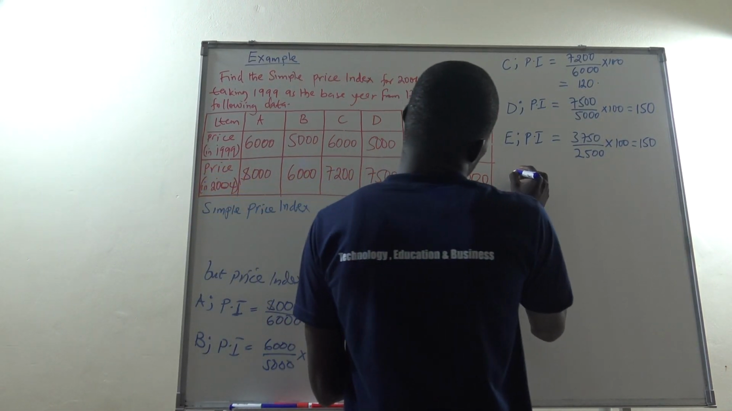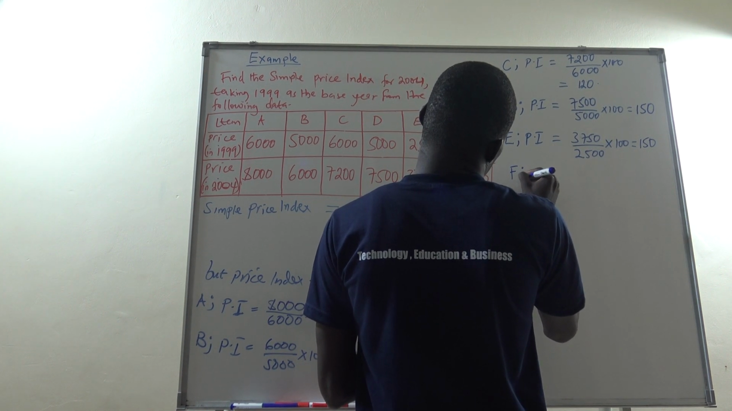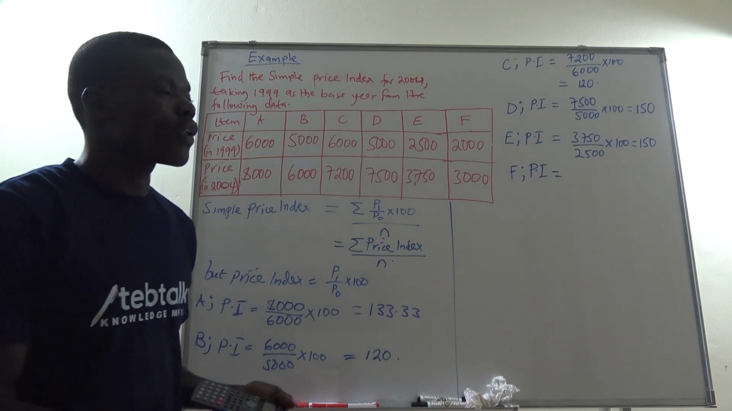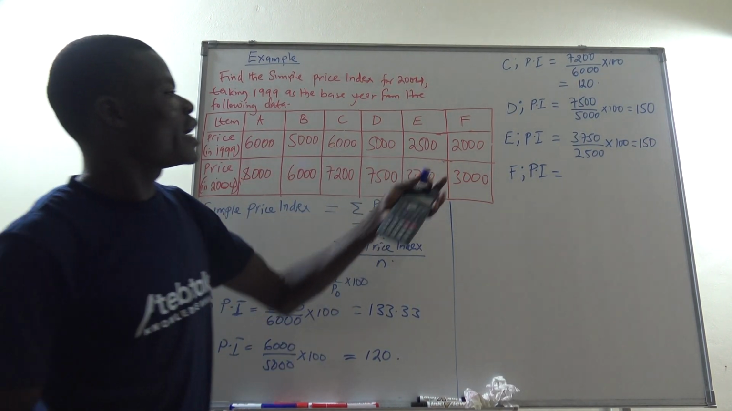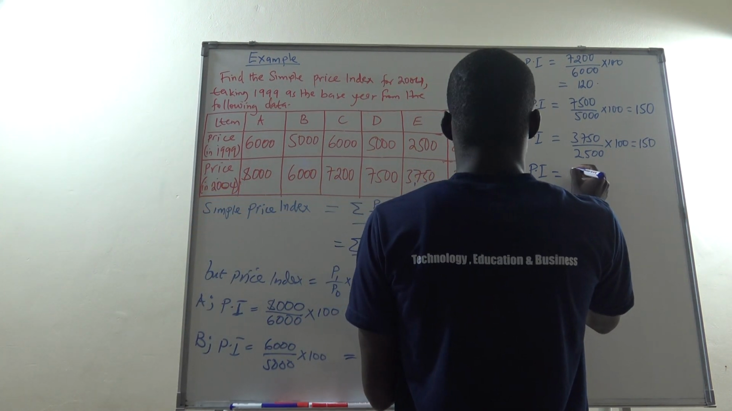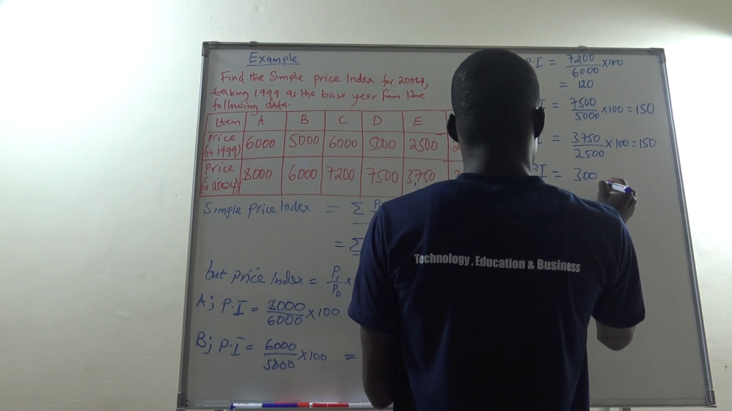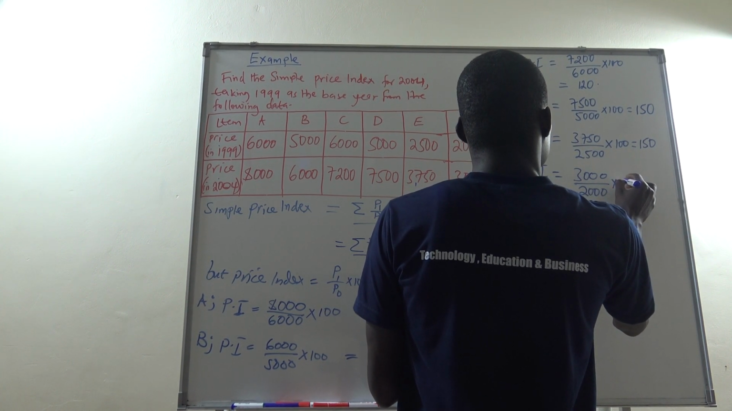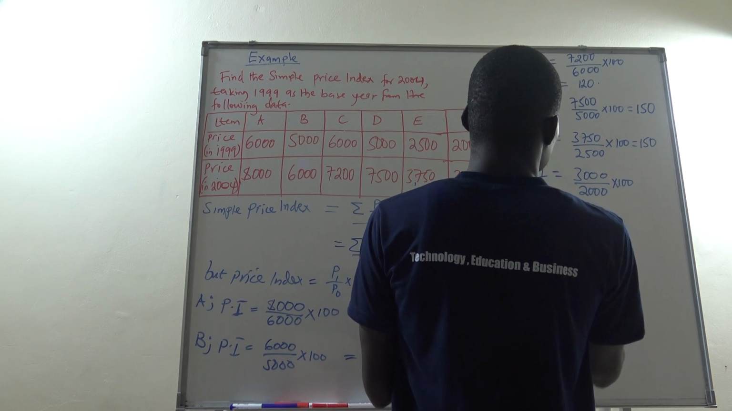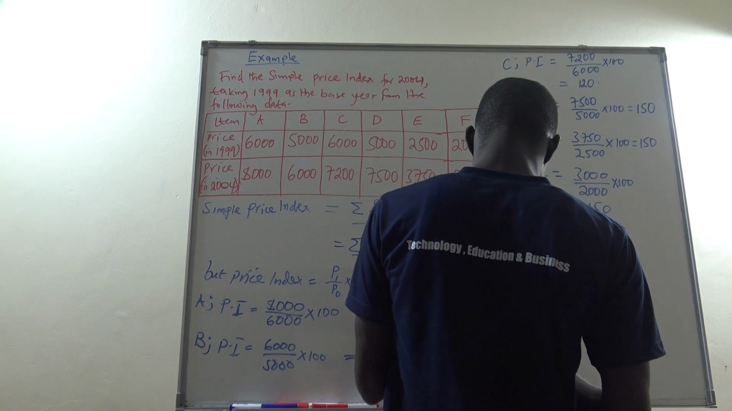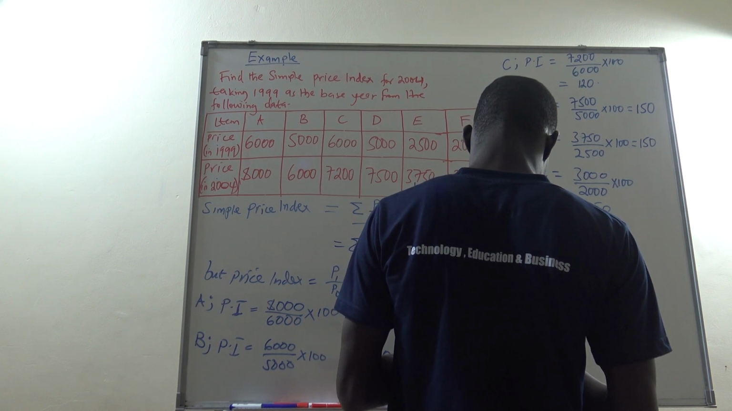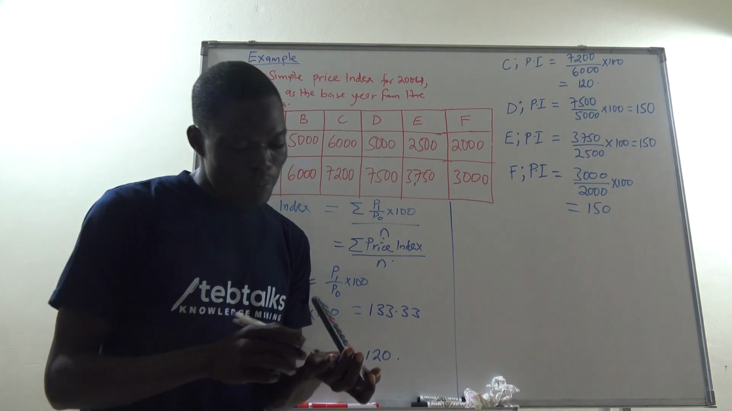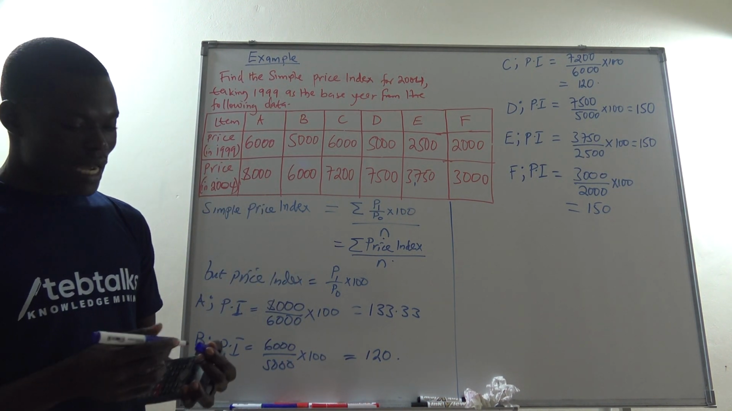So we go to our last item, which is F. Our price index is given by the item in the new year, which is 3,000, divided by 2,000 times 100. Also here we are going to get 150. So those are our price relatives or price indexes.